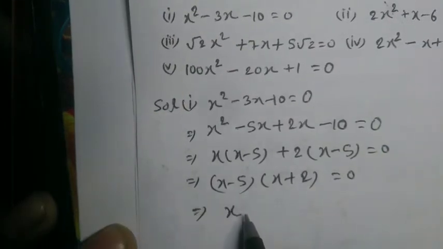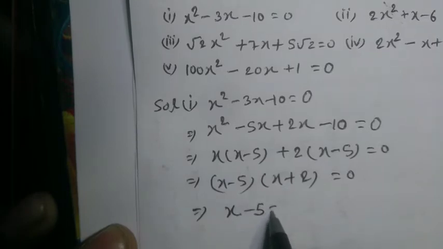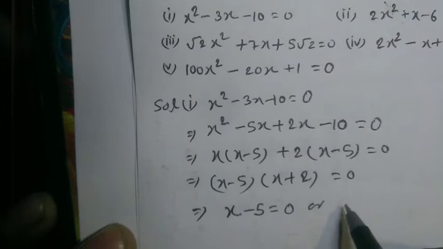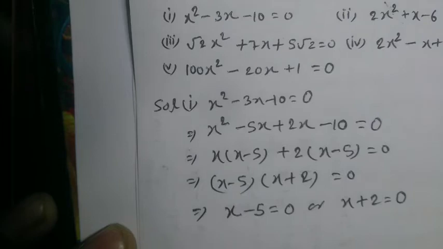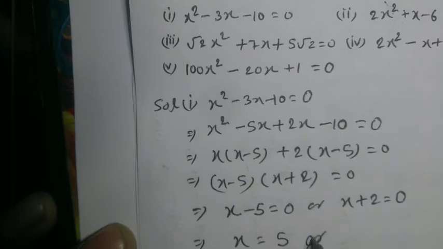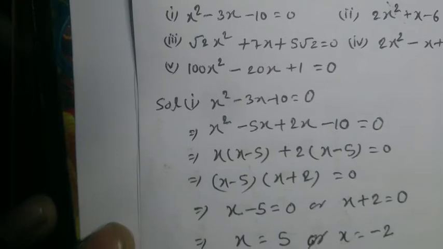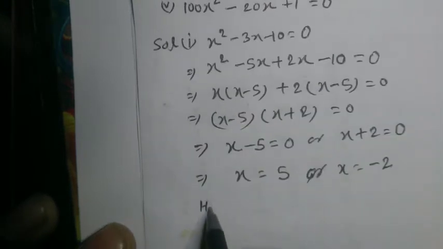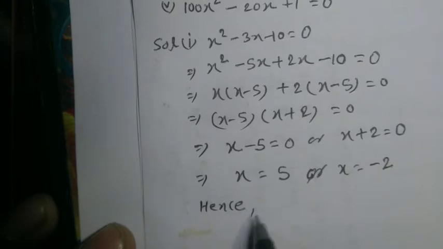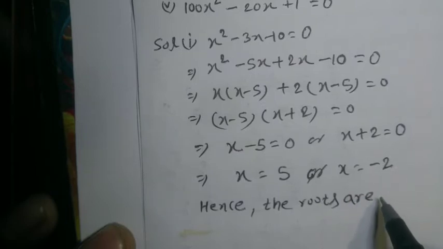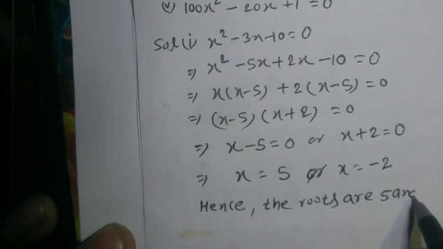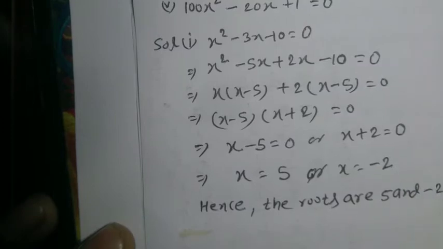Implies x minus 5 is equal to 0 or x plus 2 is equal to 0. Implies x is equal to minus 5 goes to the other side as plus 5, and plus 2 goes to the other side as minus 2. So x is equal to 5 or x is equal to minus 2. Hence the roots are 5 and minus 2.